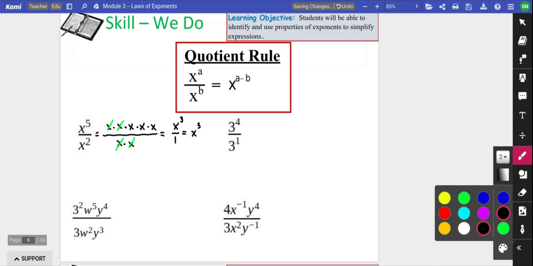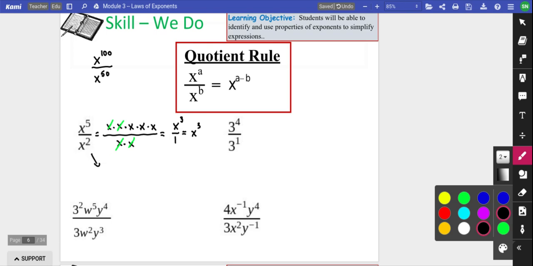Now, this is not very useful if you have x to the 100 divided by x to the 50. I am not going to write x times x times x 100 times. There's a rule, the quotient rule, that would help us simplify that process.